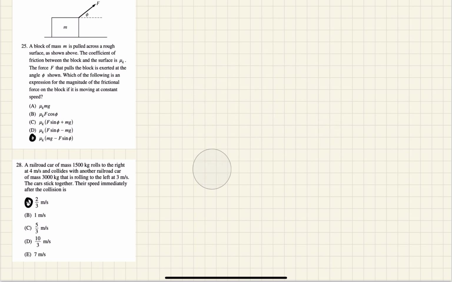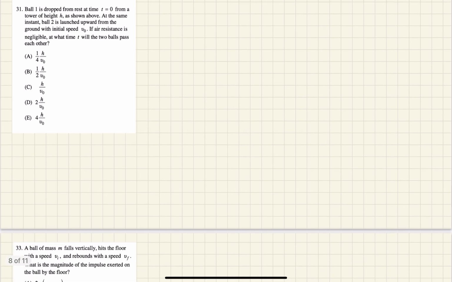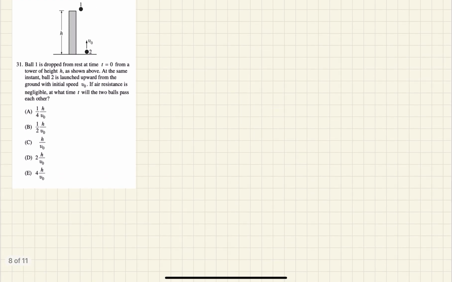All right. I think this is the last question. Or no, sorry, we do have one more after that. So for this one, ball 1 is dropped from rest at time t equals 0 from a tower of height h. Ball 2 is launched upwards. So let's write different equations for 1 and 2. Let's say they meet at some point, which is delta x, or delta y, actually, from the position of ball 1. And that means ball 1 travels delta y. It starts with no initial velocity, so it's just equal to negative 1/2 g delta t squared.